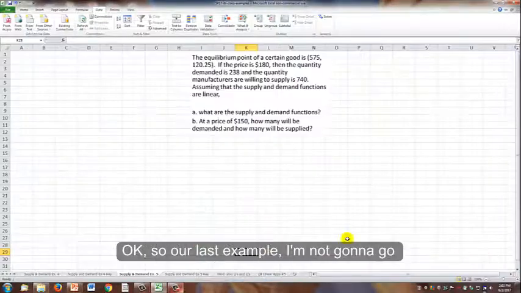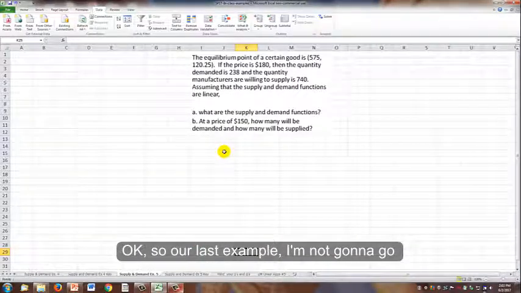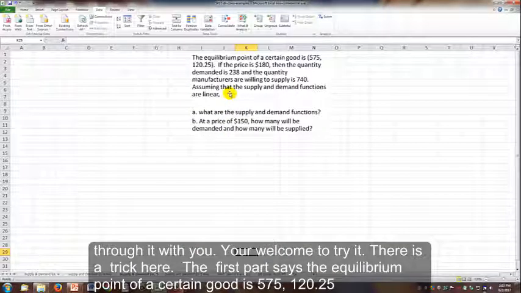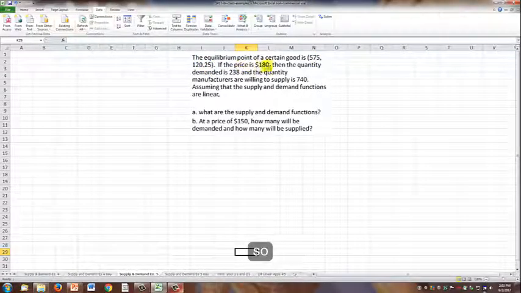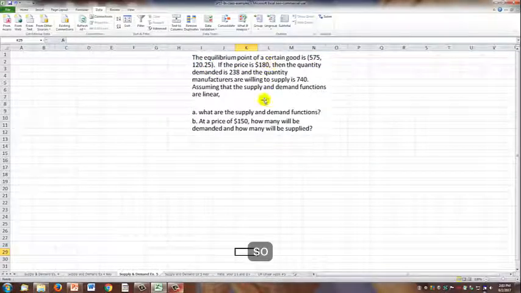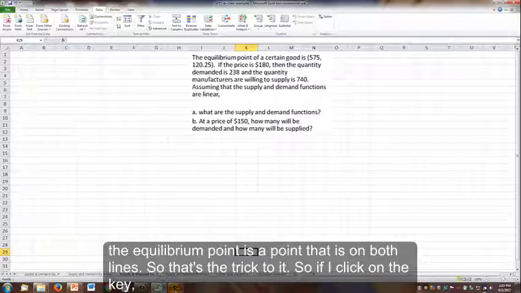Okay, so our last example, I'm not going to go through it with you. You're welcome to try it. There is a trick here. This first part says the equilibrium point of a certain good is 575, 120.25, and the equilibrium point is a point that is on both lines, and so that's the trick to it.